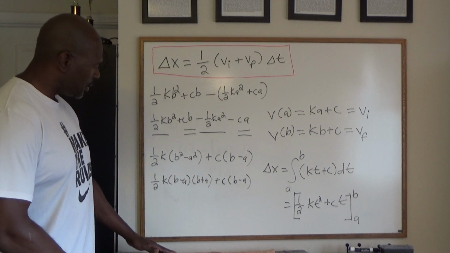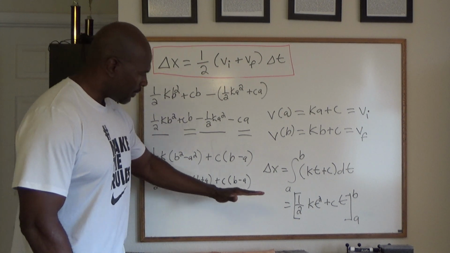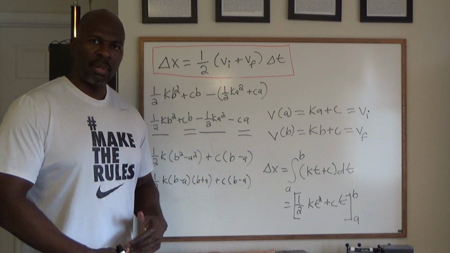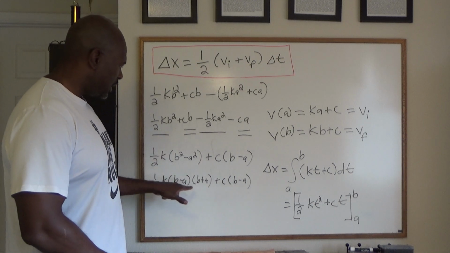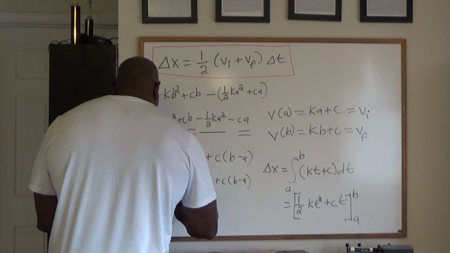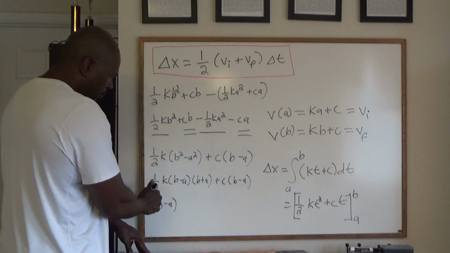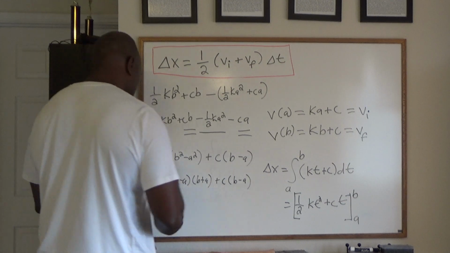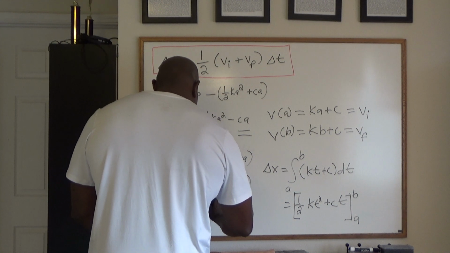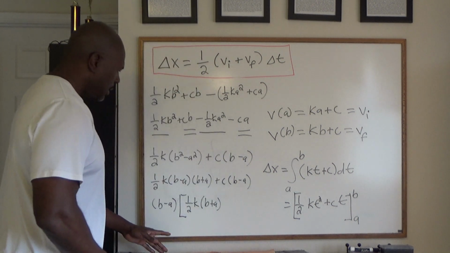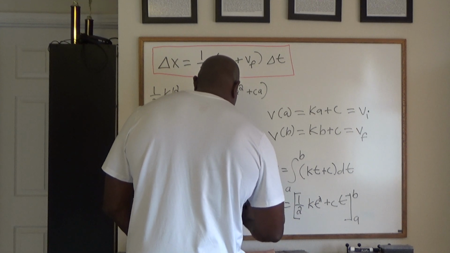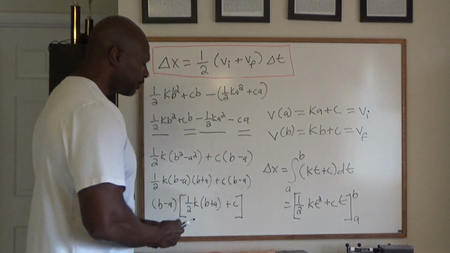Now you have two terms here. You have this product and you have this product, and both of these have a common factor of b minus a. So I'm going to factor a b minus a out of both of these. And so that will be b minus a, and then what's left would be 1/2 k times b plus a, and then also what will be left would be a c, plus c. Okay.